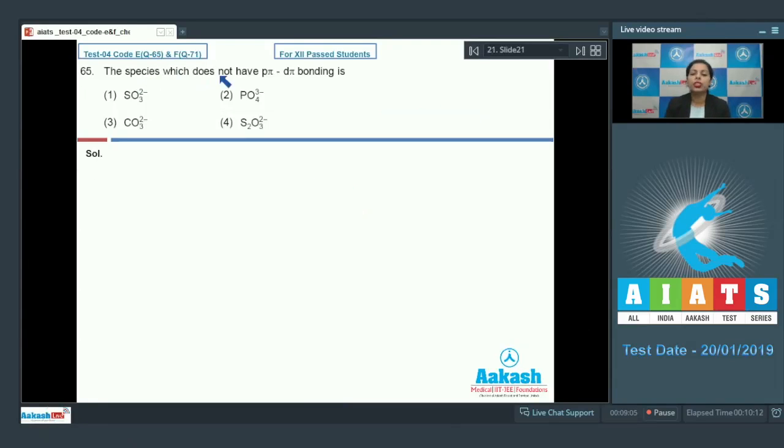The species which does not have p-pi-d-pi bonding is. P-pi-d-pi bonding occurs in those compounds in which empty d orbitals are present. If I talk about this SO3 2- ion, sulfite ion, there is the possibility of p-pi-d-pi bonding. In phosphate ion, possibility of p-pi-d-pi bonding is there. In S2O3 2-, thiosulfate ion, there is the possibility of p-pi-d-pi bonding. But in case of CO3 2-, carbonate ion, this possibility is not there.